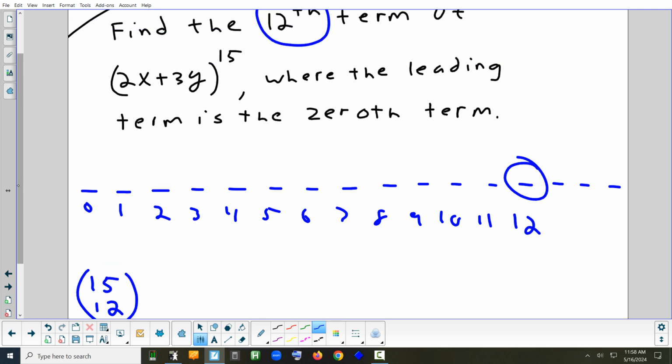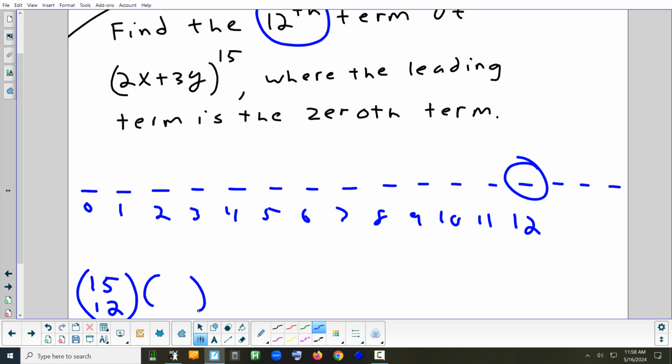If you started with 1, then this would have been the 13th, 14th, 15th, 16th. There is no 16th column in the 15th row. You've gone beyond the end of the triangle. So that's why you have to start with 0, to make it make sense. Okay, so there's your binomial coefficient.